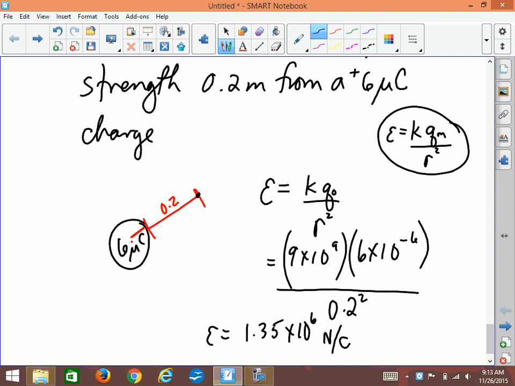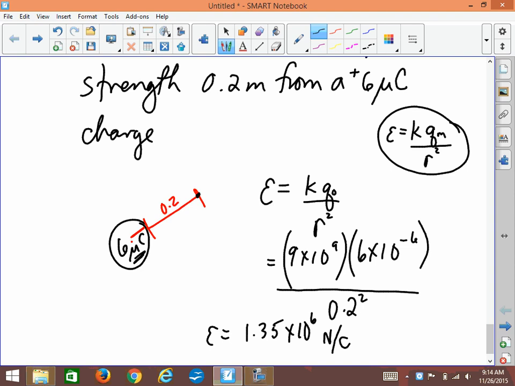That means if you drop a coulomb of charge right there, that far away from this tiny little object, it'll feel a force of 1.35 times 10 to the 6 newtons. Huge force. But remember, the reason it's so big is because a coulomb of charge is gigantic. Most of the charges you would experience in real life are microcoulombs. So if you drop a microcoulomb there, it's only 1.35 newtons.